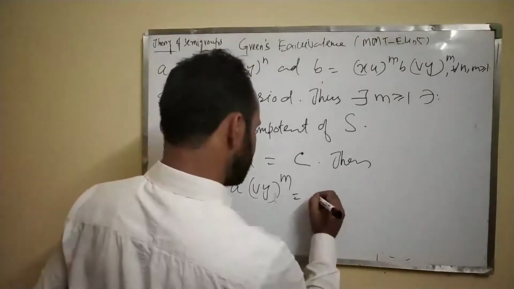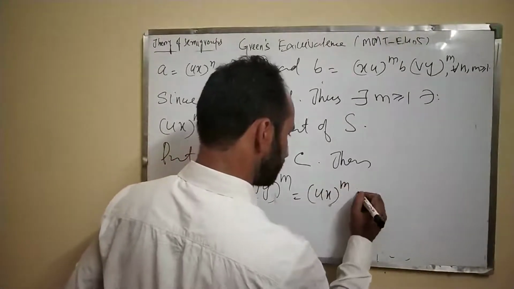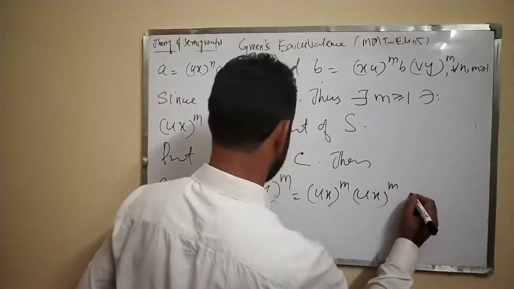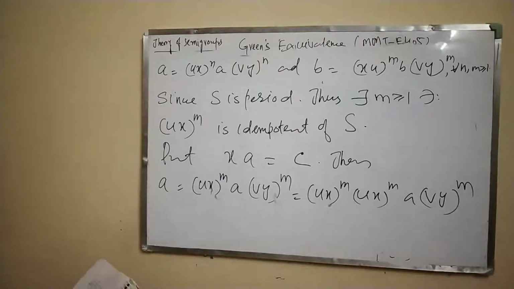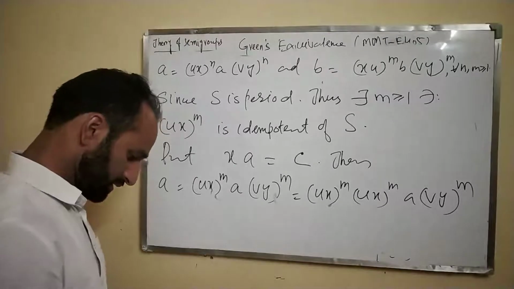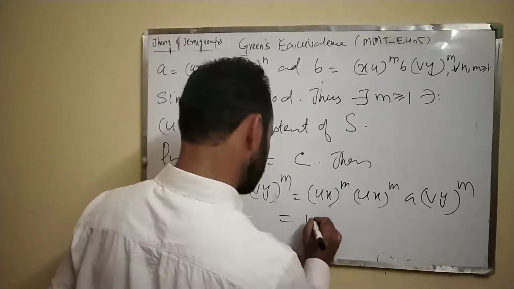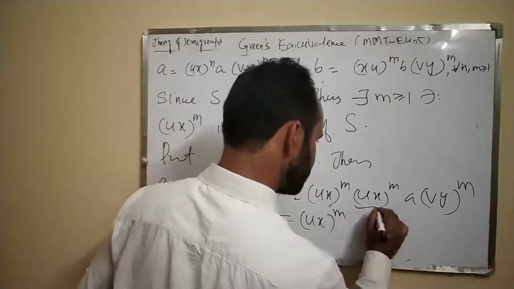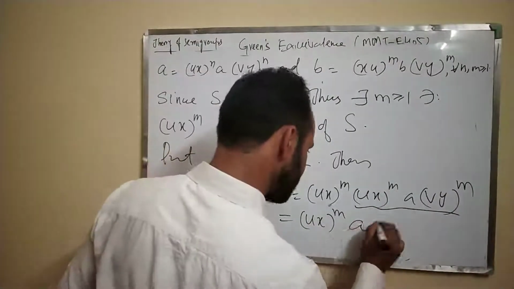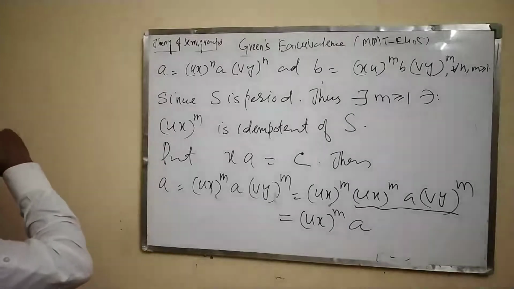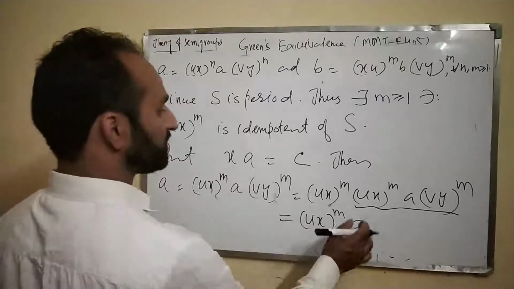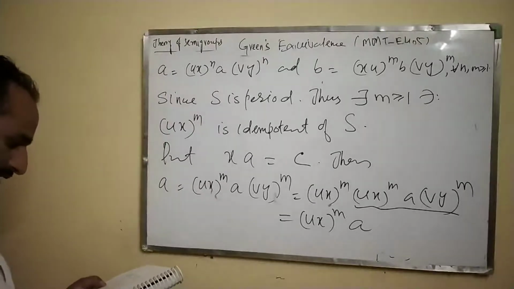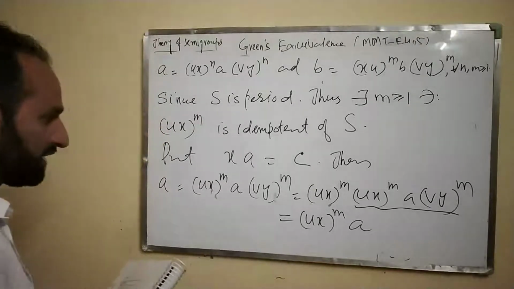So this is an idempotent. It's ux power m into ux power m into A into Vy power m. So it's equal to ux power m, and this one is equal to A. It's A, but I want this A to be equal to an element of S times C, not A. It should be C here.